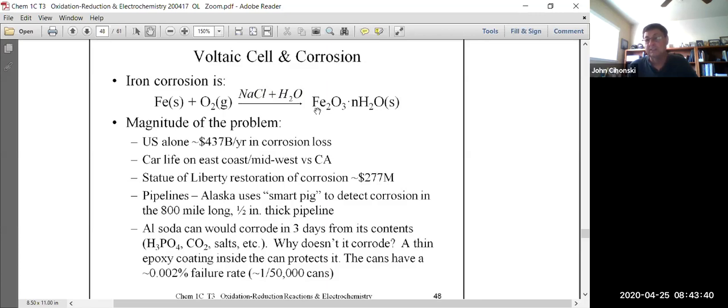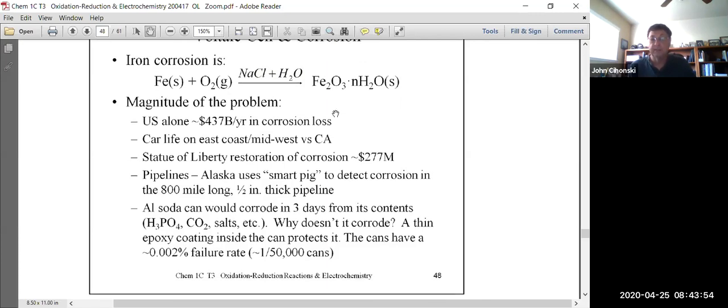So we have all the components of a battery. Now, this is actually just shorted out. We don't actually have the iron and the oxygen separated so we can use the electrons. But nonetheless, you can see there is a parallel to what we've just been talking about. Now, let's talk about the magnitude of corrosion problems. We normally think mainly of iron or simple things, but it could be any metal at all, any alloy.